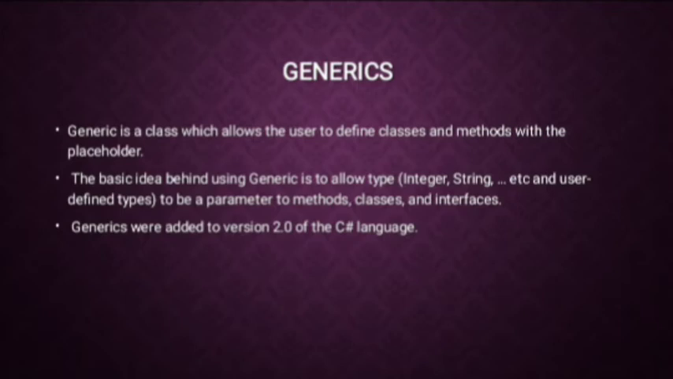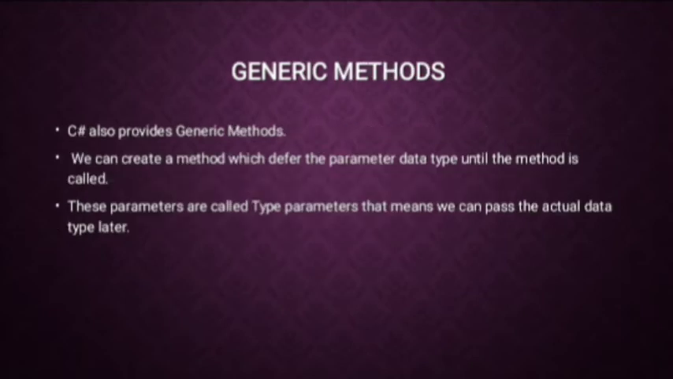And the third point is that generics were not available prior to version 2.0 of the C sharp language. In version 2.0, generics were introduced to C sharp, and the properties and methods are shown over here. So this is a small way of presenting what generics are. And now, what are generic methods? I just explained what generics are, and this is generic methods.